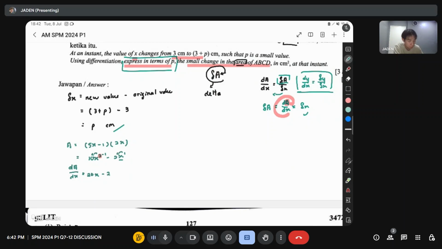What about the x power negative 1? You will minus 1 again. x power 0 equals 1. Everybody, x power 0 equals 1. So this is all you have, dA/dx. Okay, now you already have your dA/dx, you already have your delta x. Now let's move on to the final step.